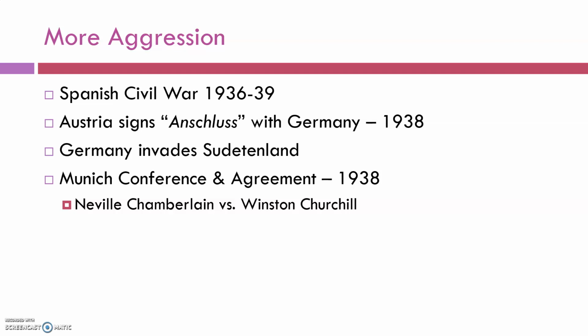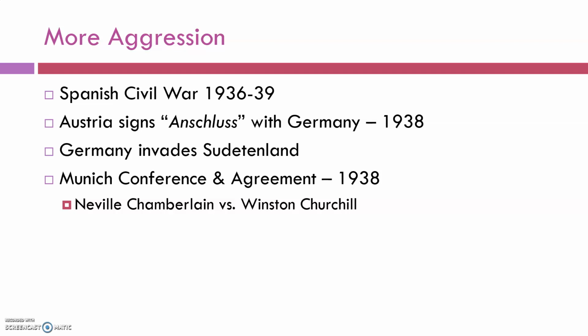Now, while all these things were happening, Neville Chamberlain, the Prime Minister of Britain at the time, was essentially saying, hey, Hitler, you're not supposed to do that, but not really doing anything concrete. So in 1938, he and Hitler agree to meet at the Munich conference, and they come up with a sort of agreement, so to speak.